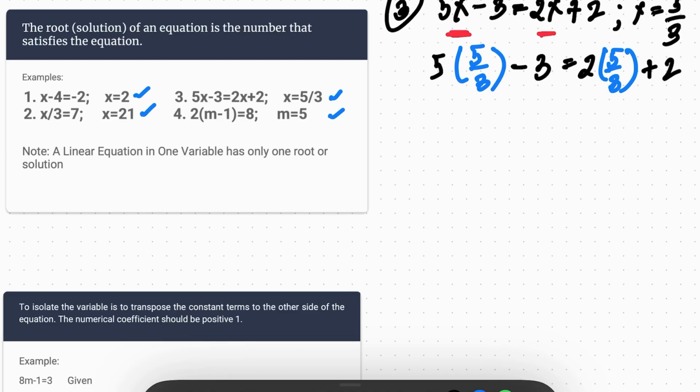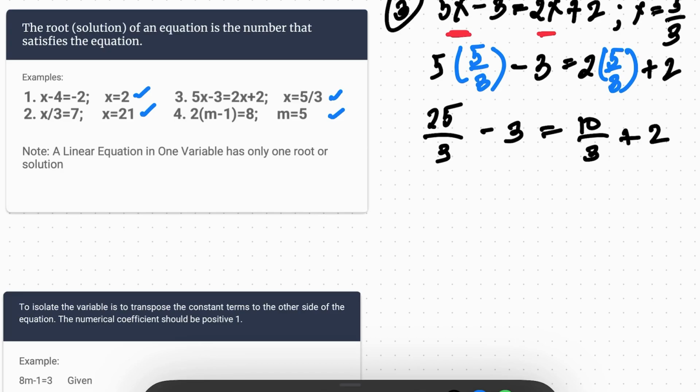And after that, since I'm done with my substitution, now it's time for me to perform this operation. So 5 times 5 over 3 becomes 25 over 3, minus 3 equals 2 times 5 over 3 becomes 10 over 3 plus 2. Now, I'm out to prove if the left side after performing the operation is equal to the right side.